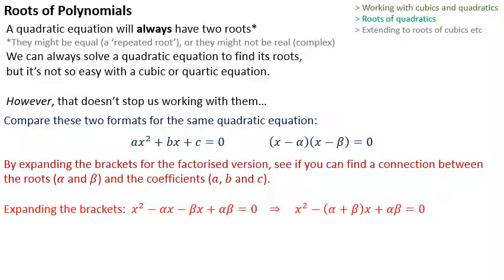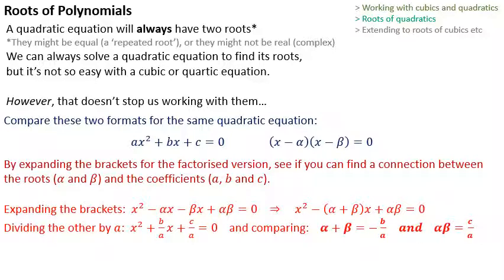So here's what you should get, something like this. When we expand the brackets, x squared minus alpha x minus beta x plus alpha times beta. And if you group it a bit more nicely, you'll be able to more easily compare it to ax squared plus bx plus c. But there's another thing that you might have noticed. When you expand the factorized version, you get a single x squared. It's called a monic quadratic because it's a 1x squared. We've got one that isn't. It's got an ax squared.